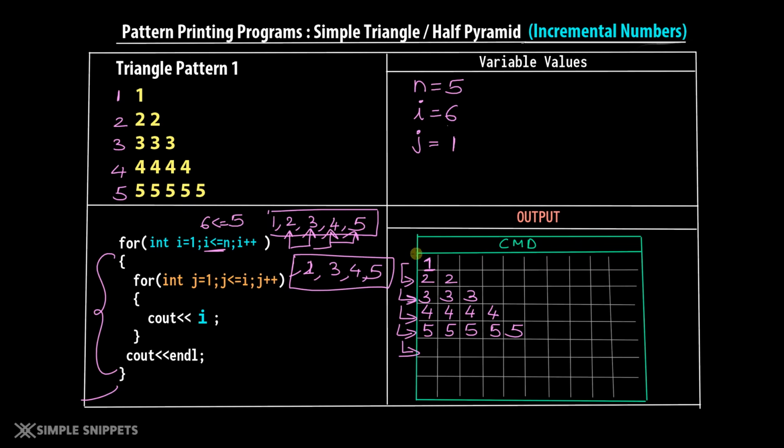And if you observe in the command prompt also, we have basically got our output that we wanted. We have printed a triangle, which is an incremental triangle which has incremental numbers, right? Okay. So I hope you've understood triangle pattern 1, which is a half pyramid or a simple triangle with incremental numbers. So now let's move on to pattern 2.